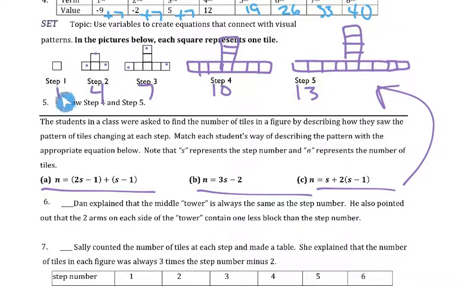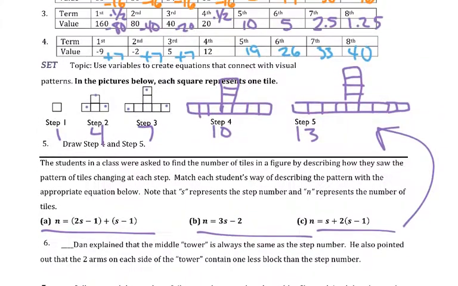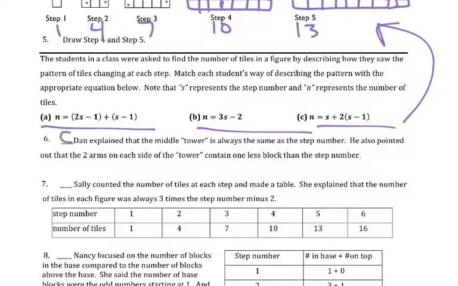Let's see, step 1, 1, step 2, 2, step 3, 3, step 4, 4, step 5, 5. Okay. He also pointed out that the arms on each side of the tower contain 1 less block than the step number. 2 down to 1, 3 down to 2. Alright, so which one of those seems to say that we take the step number and it's always the same, so we would have just S, which I'm seeing this C here, plus we've got 2 arms, so that 2, and it's the step number minus 1, so that would be C.